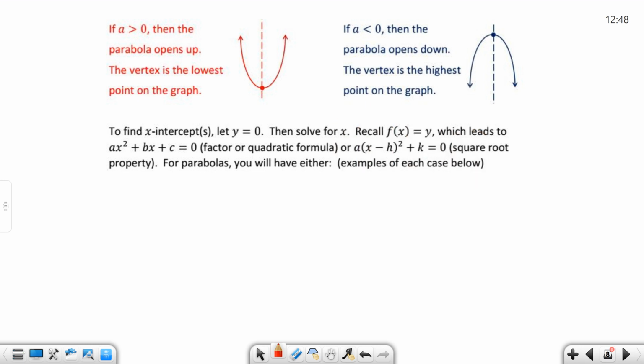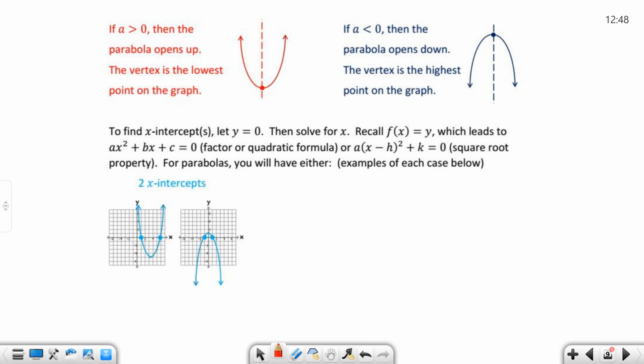You're going to subtract k, divide by a, apply the square root property, and then add h with a plus or minus, right? Because the square root property has plus or minus in it. You're going to get 2 answers there, unless, of course, you end up with a 0 somehow and you have just one answer. So for parabolas, you will have either examples of each case below, 2 x-intercepts. So you have a parabola whose vertex is below the axis and it opens up, so it crosses twice. It's above the axis, it opens down, so it crosses twice.